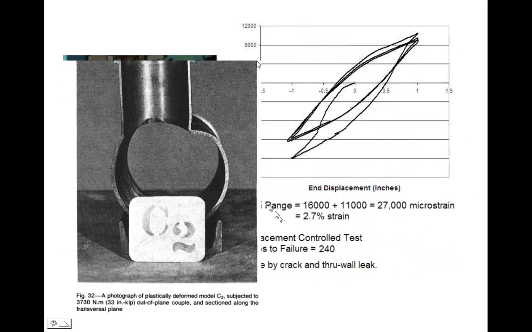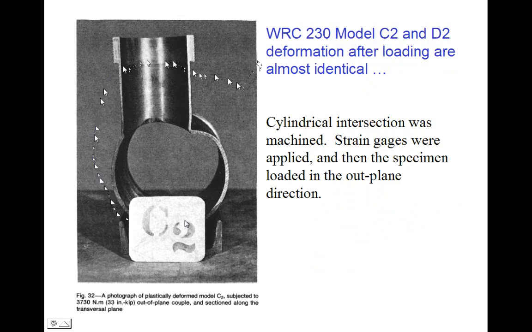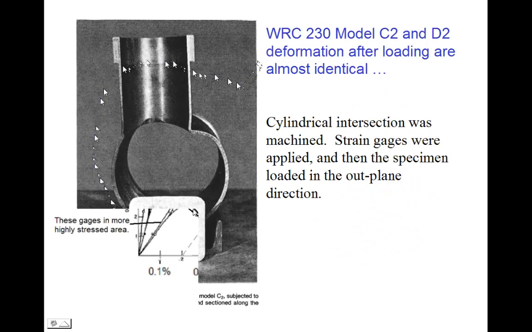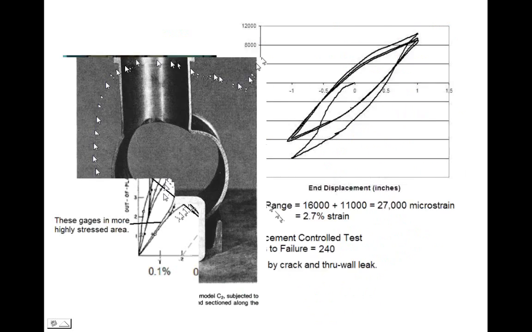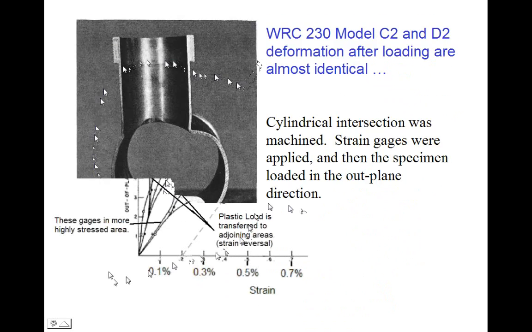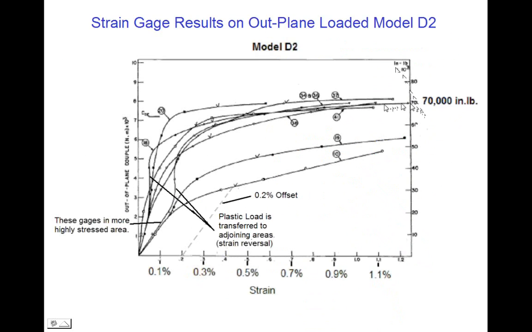Let's go to a WRC 230 model, C2, D2, deformations for out-of-plane bending moment. Here are the strains versus the load. Here is the maximum load applied to the T. Here's 0.2%, so this would be the 0.2% offset for this particular strain gauge.